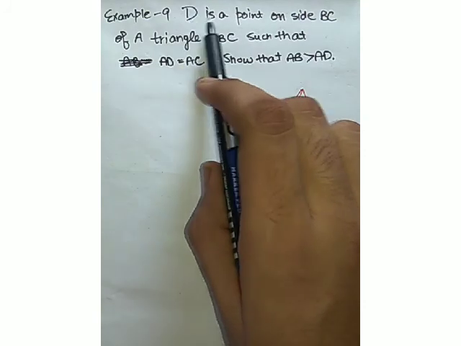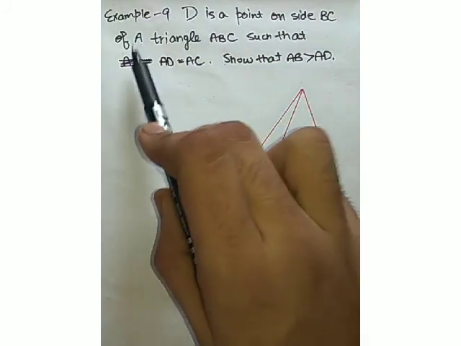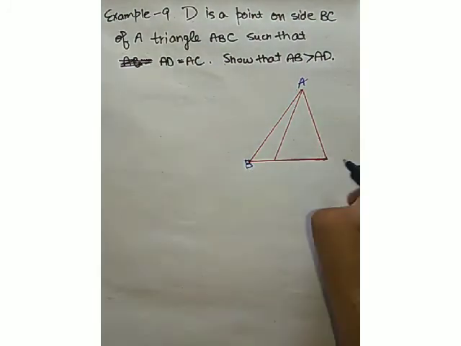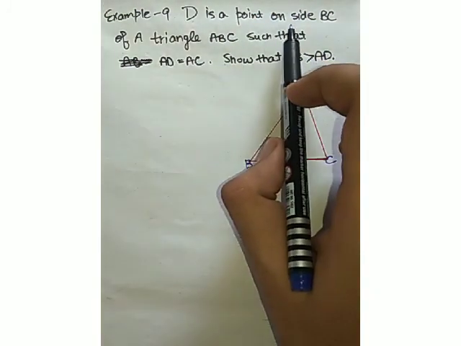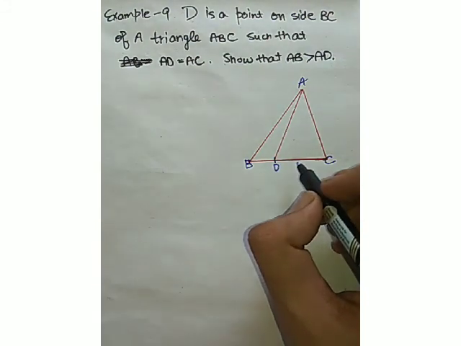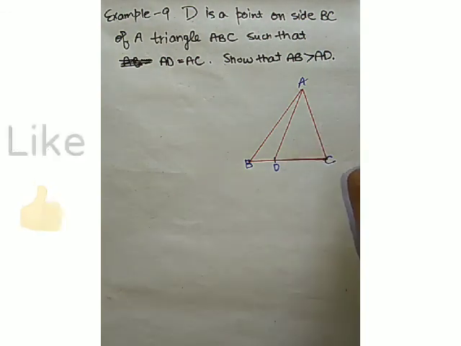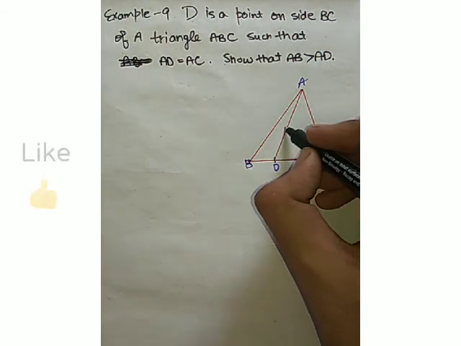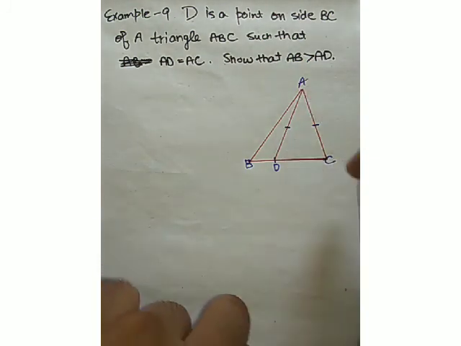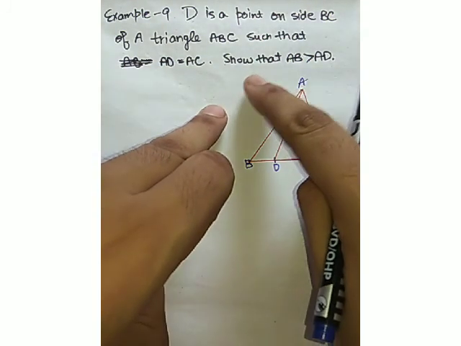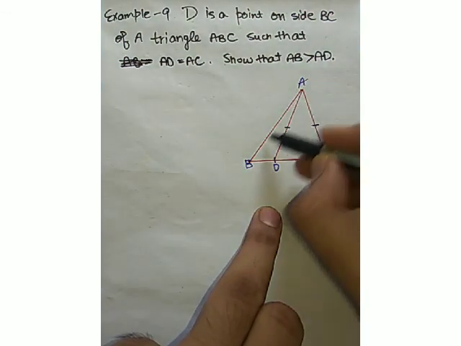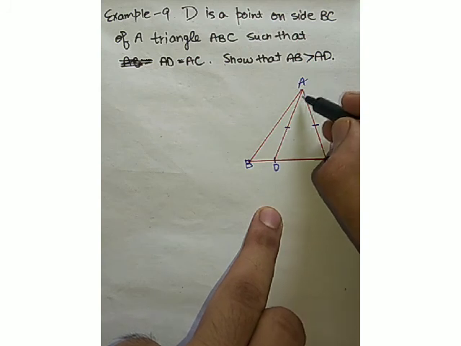It states that D is a point on side BC of a triangle ABC. This is a triangle A, B, and C. D is a point on side BC, so let this be the point D, such that AD is equal to AC. It's given that ADC is an isosceles triangle and AD equals AC. We have to prove that AB is greater than AD. It means this side is longer than this side.